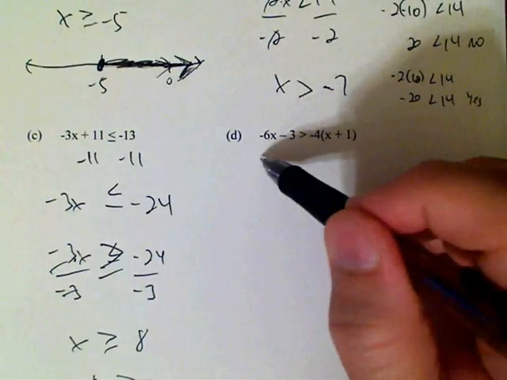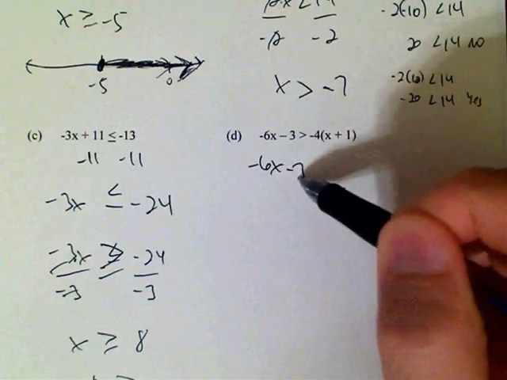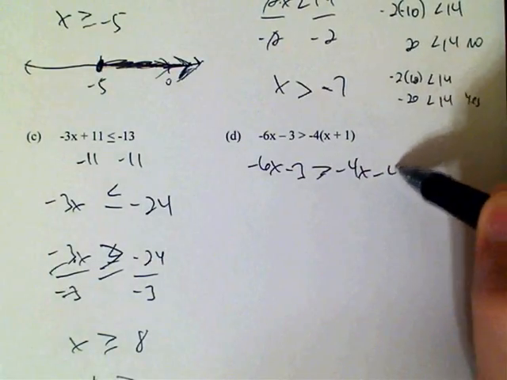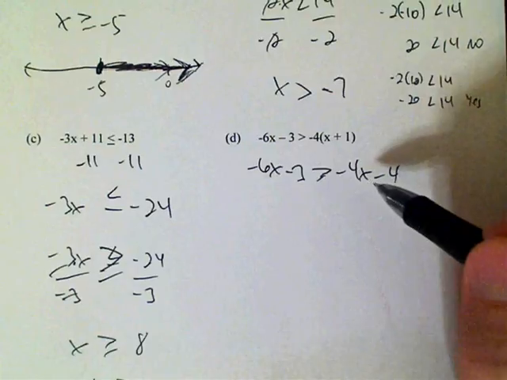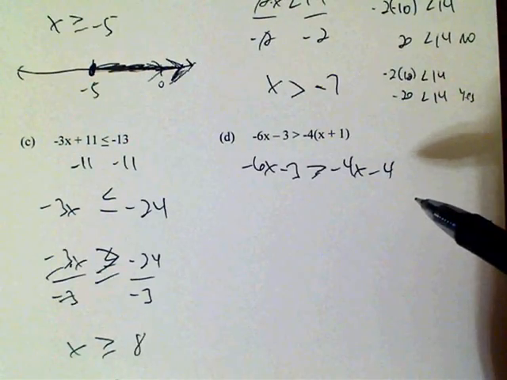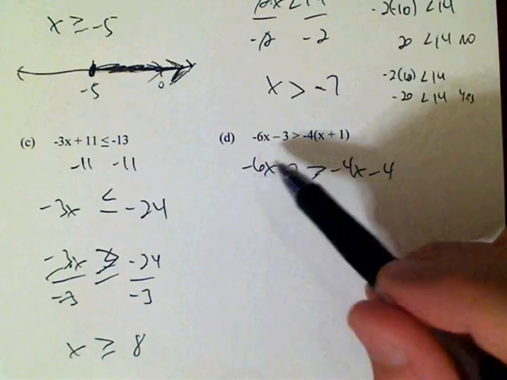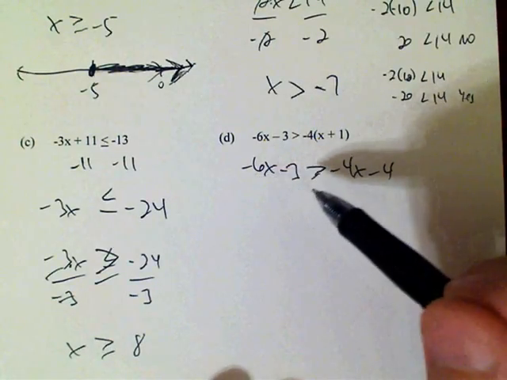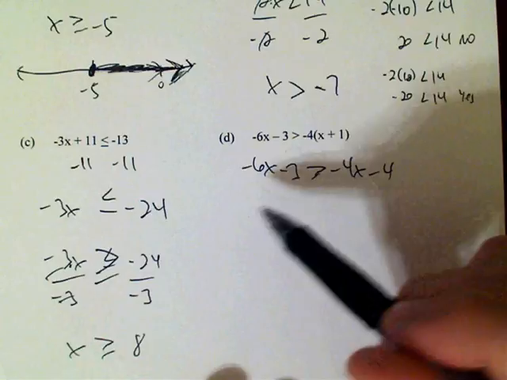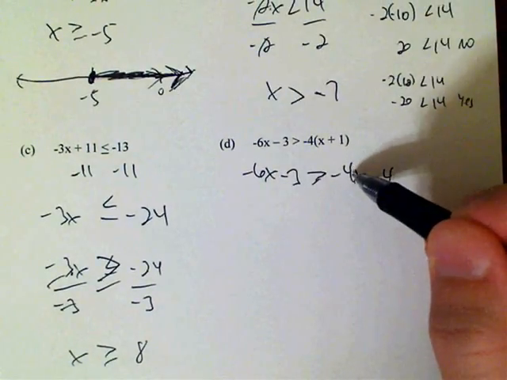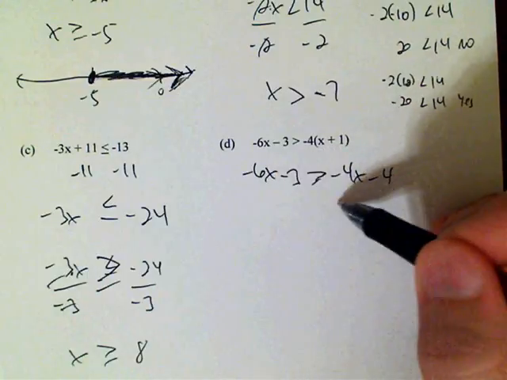Here we go. Nothing to do on the left side. Right side, we'll distribute that negative 4. Do not change that sign. We haven't done anything to both sides yet, let alone multiply or divide by a negative. Now on this one, normally I would deal with the smaller x term, but like I said with the inequalities, I prefer to keep the x on the left side. So that's what I'm going to do. I'm going to move this x term over to this side by adding 4x to both sides.